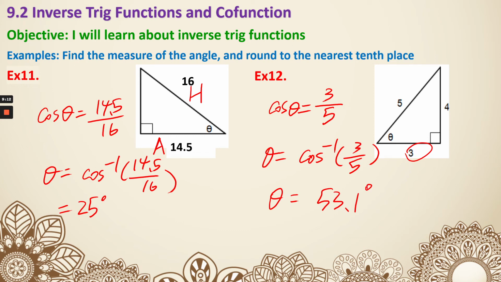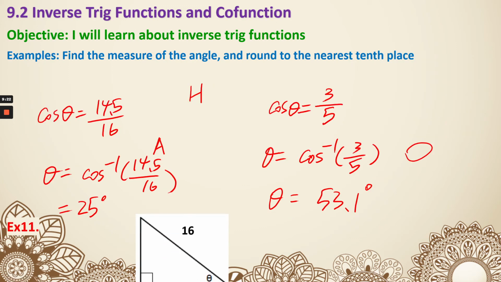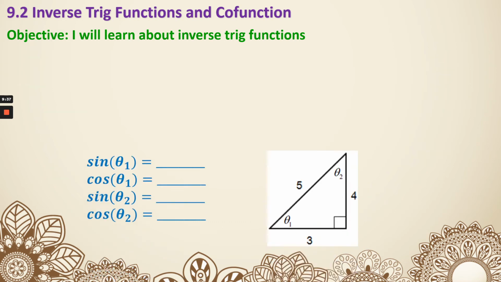Now actually look carefully. For example 9 and example 12, they're actually very similar. Because the triangles are both 3, 4, and 5. I just have labeled different angle. This is the angle that's next to 4, and this is the angle that's next to 3. And you can see the 53.1 and the 36.9, they make up 90 degrees. This is where we are going to talk about cofunctions.